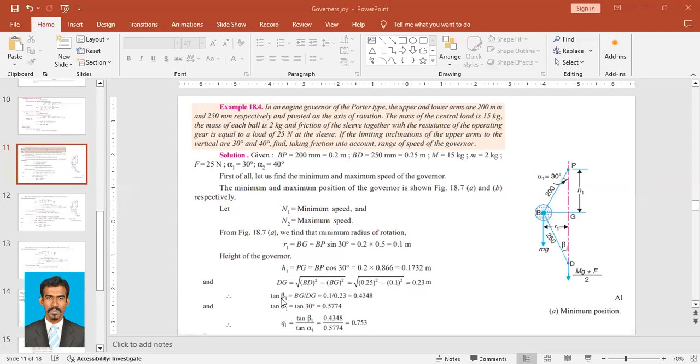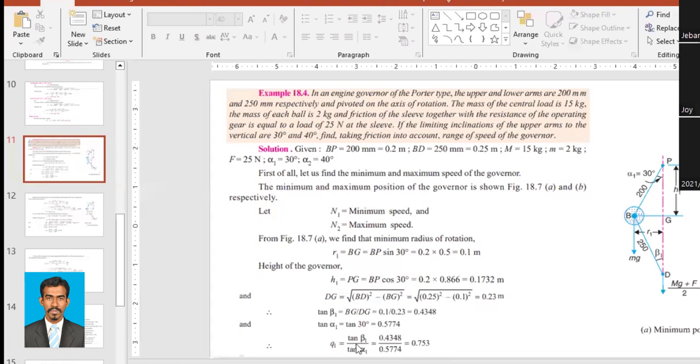So tan beta 1 is equal to 0.4348. Tan alpha 1 is equal to tan 30, that is 0.5774. Q1 is equal to tan beta upon tan alpha, so we have taken Q as tan beta upon tan alpha. Based on these values, tan beta upon tan alpha, that is 0.4348 upon 0.5774, is equal to 0.753. So Q is equal to 0.753.